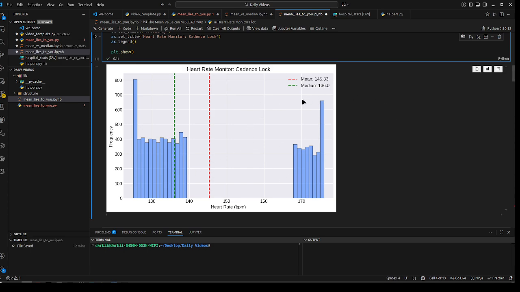So this is the cadence lock, right? The data is looking at your number of steps per minute. It sees, okay, well, this heart rate is pretty high. You're around 168 up to like 175. And this is what your actual heart rate is. This is the accurate part, this is the inaccurate part. Because of this discrepancy, you have a mean that is significantly higher than the actual middle, right?